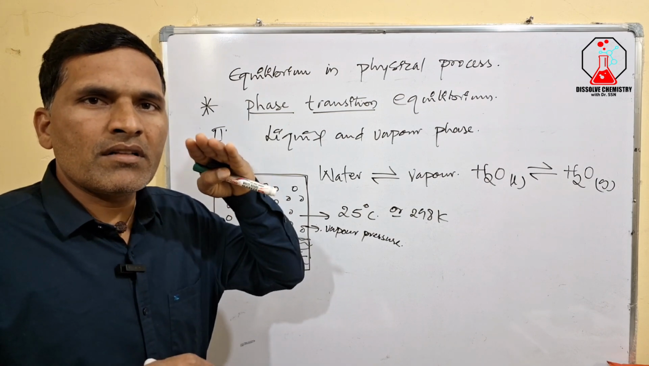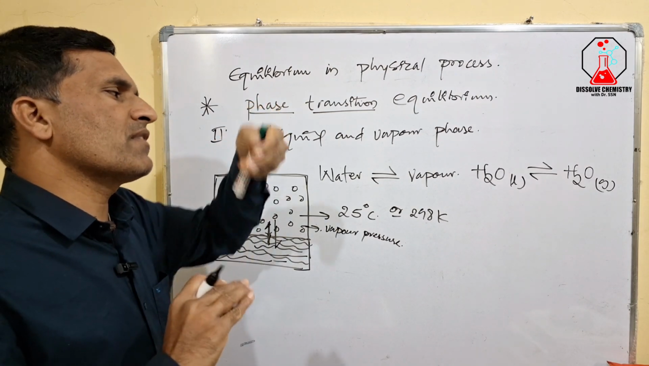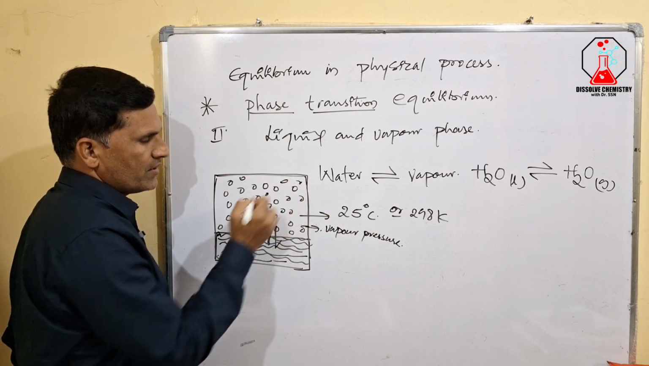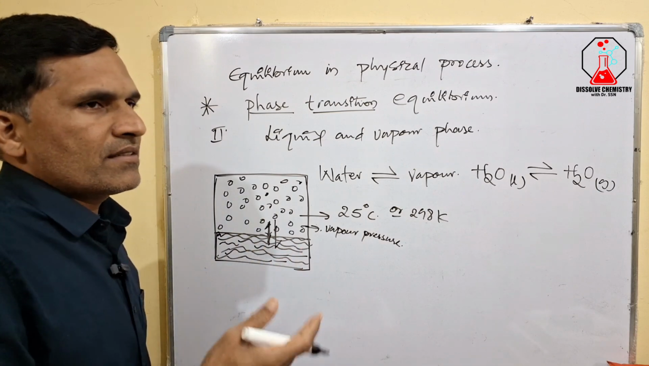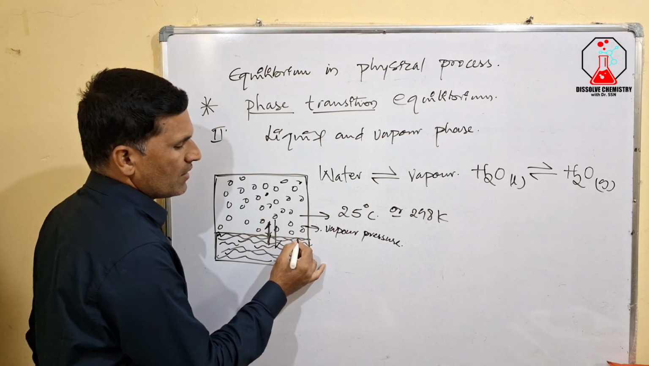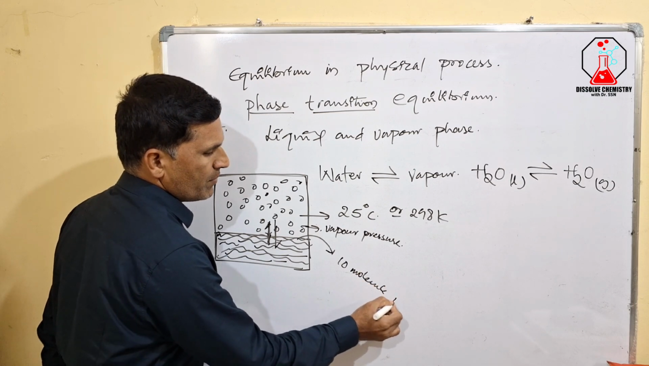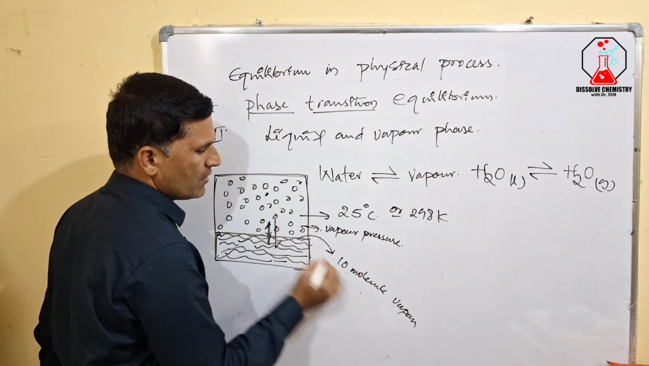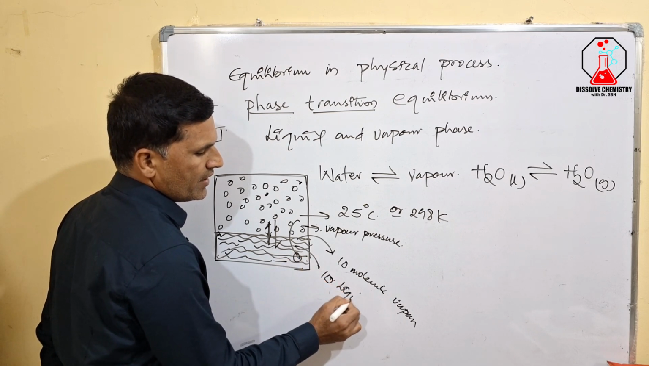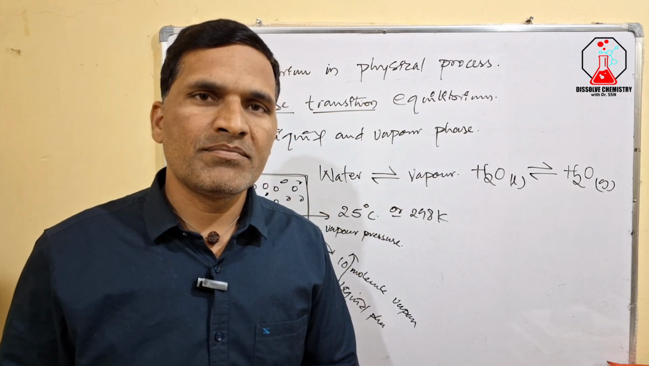And the state at which what happens? The number of molecules escaping into the vapor phase, for example, initially 100 molecules are coming out into the gaseous phase, you consider. Later, it goes on decreasing as the vapor pressure rises. And at a certain point, the number of molecules escaping, say for example 10 molecules are going out into the vapor phase, in the meantime 10 molecules will get into the liquid phase or condense back to the liquid phase. What happens, the vapor pressure becomes constant.